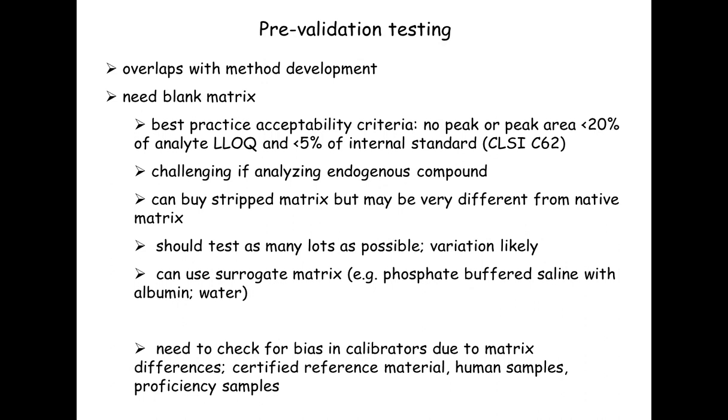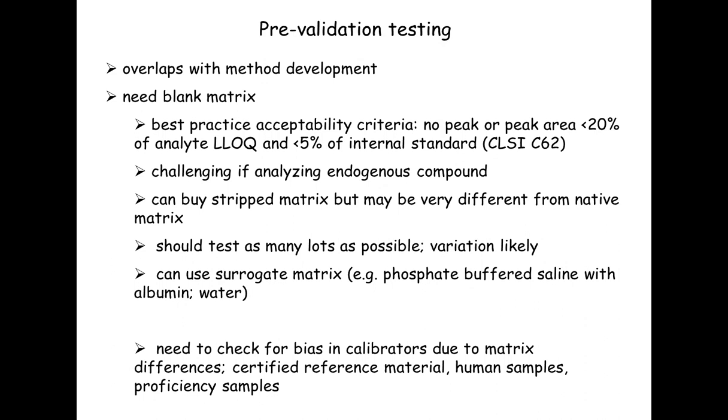So the acceptability criteria for a blank matrix is that it should have no peak, or if it does have a peak, the peak area should be less than 20% of the analyte lower limit of quantitation and less than 5% of the internal standard peak. And this comes from the CLSI C62 guideline. Now, as you can imagine, this can be challenging if you're analyzing an endogenous compound. You can buy stripped matrix, but it could be very different from your native matrix, for example, serum or plasma. And so it is recommended that you should test as many lots of the stripped matrix as possible because variation is likely. However, that's obviously cost prohibitive.